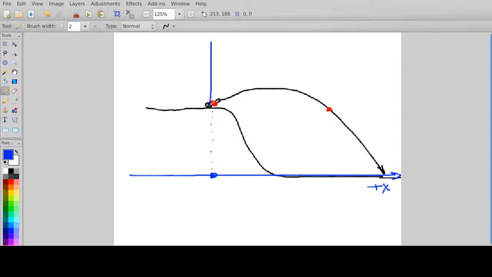So we're going to have to put the y-axis like that. And of course, the y-axis goes through that origin like that. So here's plus y. All right. And it goes through the origin there.